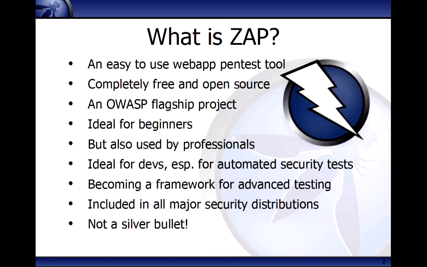And the first thing, obviously, what is Zap? Zap is an easy-to-use tool for finding vulnerabilities in web applications. It is completely free and open source, and it's an OWASP flagship project. There's only, I can't remember, 20-odd flagship projects. These are the projects that are the most mature and the ones that OWASP really recommend you get started with first. So they're a really good introduction to application security. It is ideal for people new to application security. That's the aim behind it.